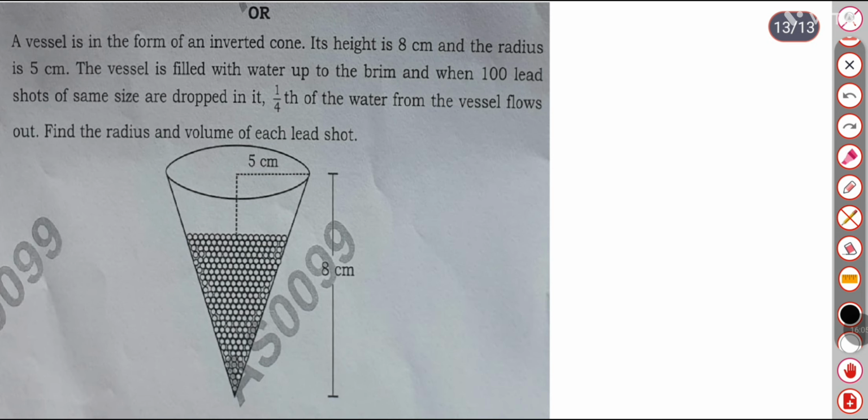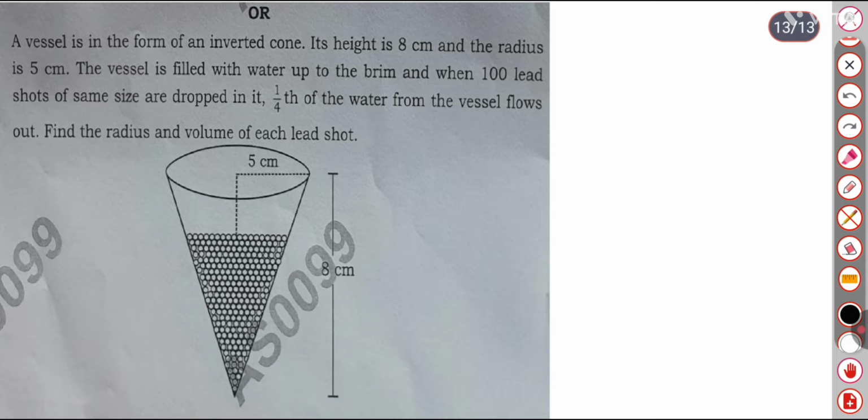From this paper, last question, that is question number 38. A vessel is in the form of an inverted cone. Its height is 8 cm and the radius is 5 cm. The vessel is filled with water up to the brim. That means it is completely filled. When 100 lead shots of the same size are dropped in it, 1/4 of the water from the vessel flows out. Find the radius and volume of each lead shot. So small lead balls, radius and volume we have to find out.